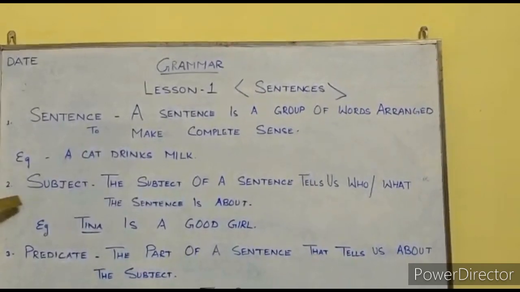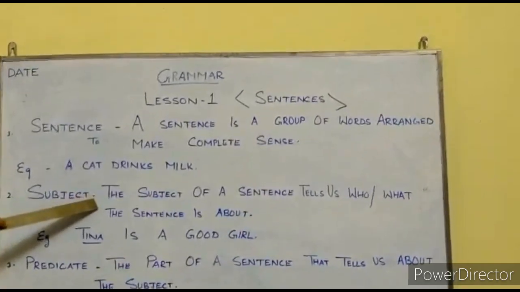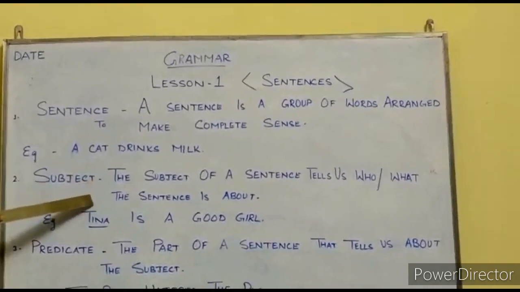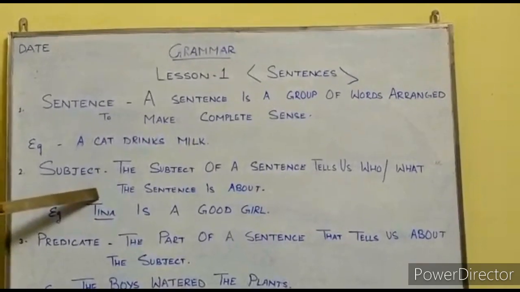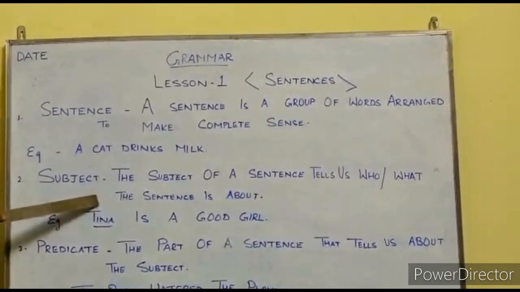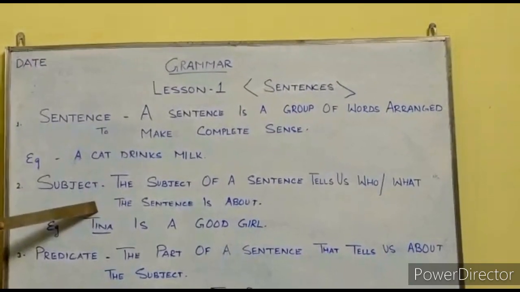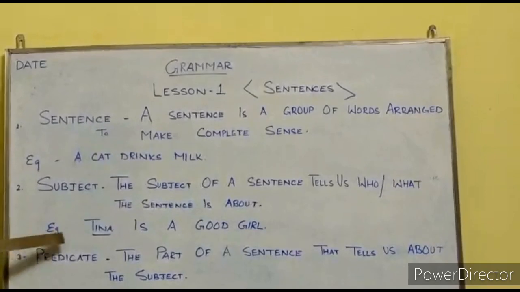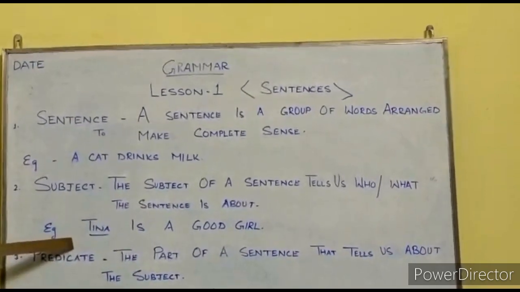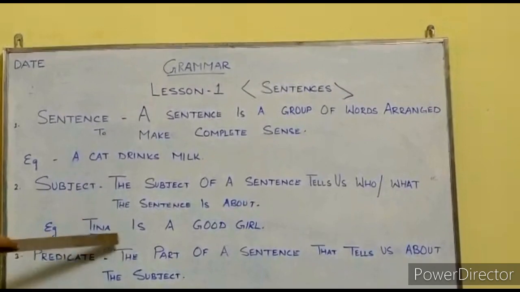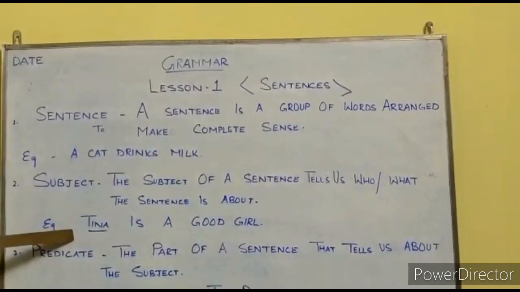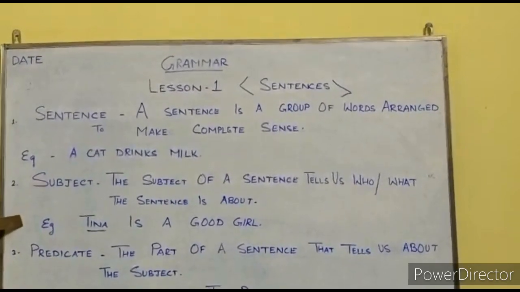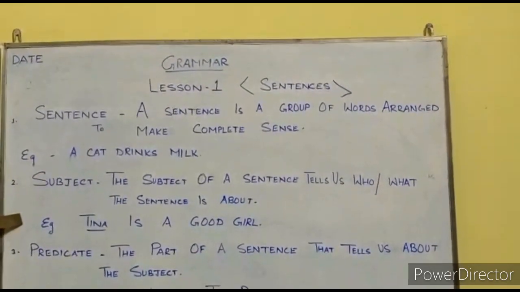Then number 2, subject. The subject of a sentence tells us who or what the sentence is about. I am repeating, the subject of a sentence tells us who or what the sentence is about. Example: Tina is a good girl. About whom are we talking in the sentence? Tina. So underline Tina. Tina is the subject. Students, you are supposed to write this in your English grammar copies.